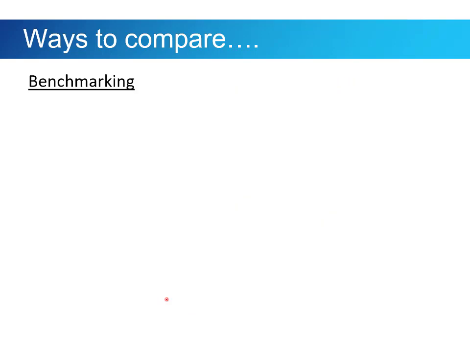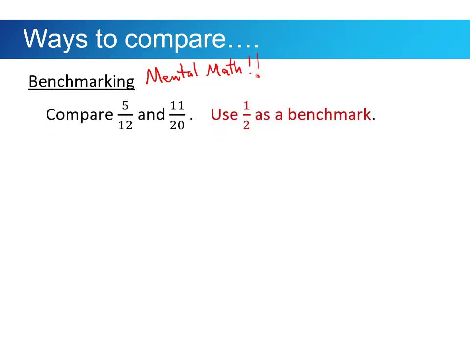Benchmarking. This is a cool mental math trick. The idea is, if I have two somewhat complicated fractions, maybe they're somewhat close to an easy fraction. So, like 5/12 and 11/20, it turns out both of those are pretty close to 1/2, and 1/2 is a nice, simple, easy fraction. In fact, let's see here, what is 1/2 in terms of twelfths?